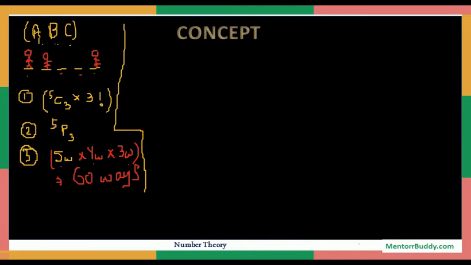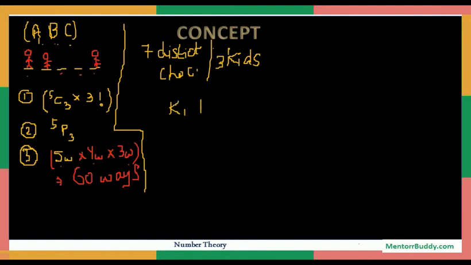Now the question is, in how many ways can 7 distinct chocolates be divided among 3 kids? One of the best approaches to solve this kind of question is, let's say this is the first kid, this is the second kid and this is the third kid. The logic in this case is going to vary. How is this going to vary from the previous question?